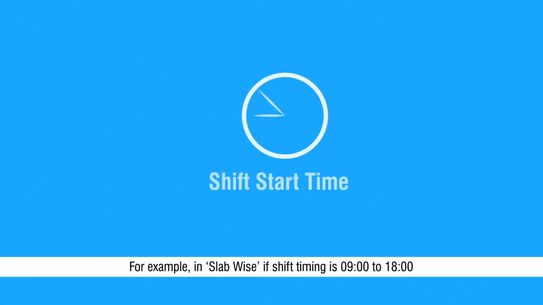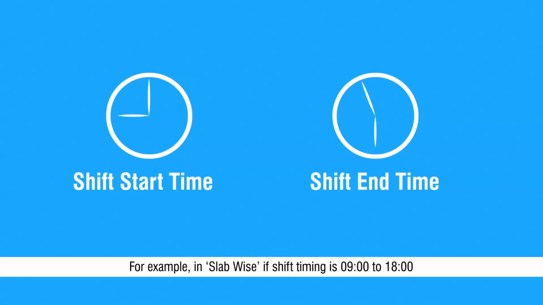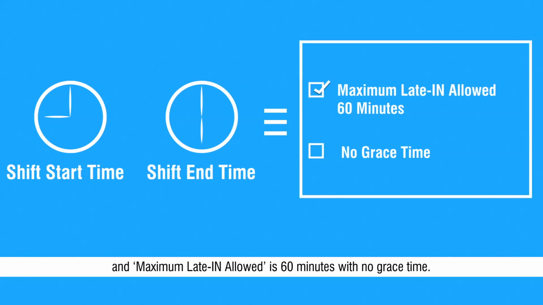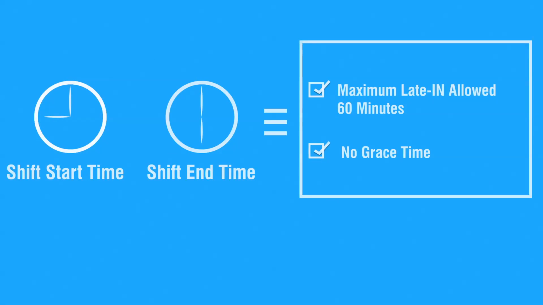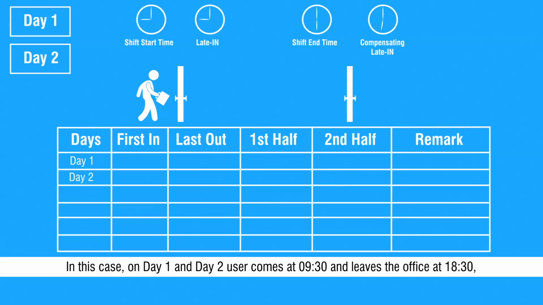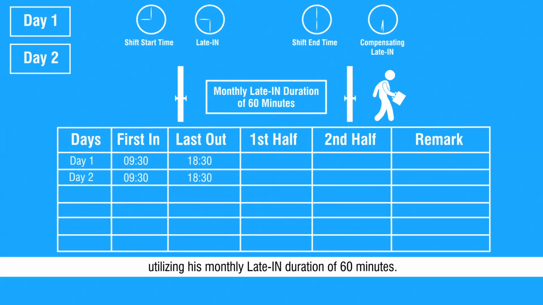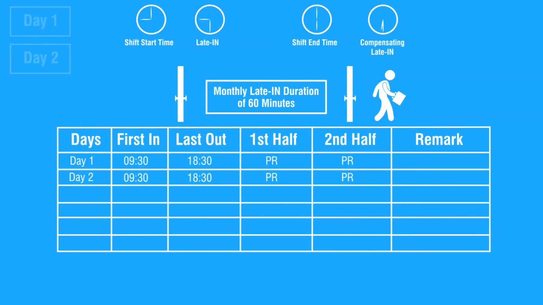For example, in slab-wise, if shift timing is 9:00 to 18:00 and maximum LateIN allowed is 60 minutes with no grace time, in this case, on day 1 and day 2, user comes at 9:30 and leaves the office at 18:30, utilizing his monthly LateIN duration of 60 minutes. System marks the user present on both days.